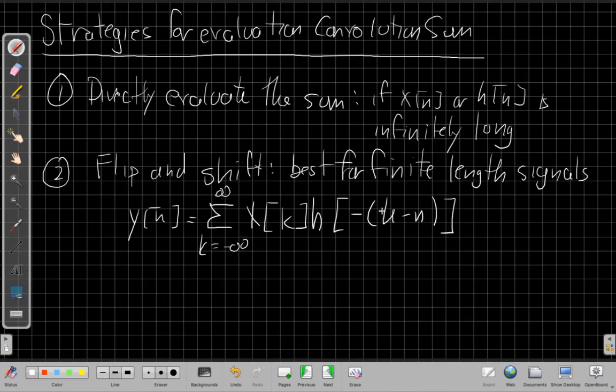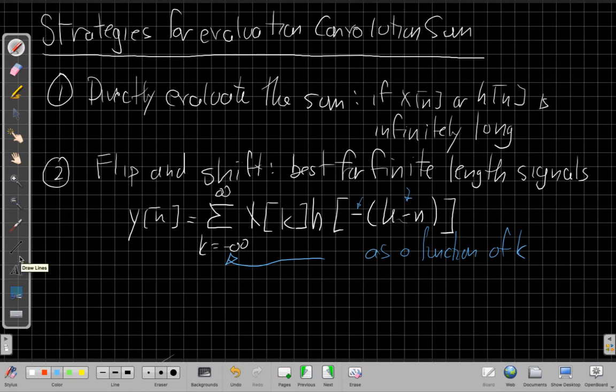If I've got k minus n, thinking of this as a function of k, because I'm summing over k, it's saying I take h, I flip it, then I shift it by n, the sample of the output I'm trying to find. So this is the flip, then this is the shift by n after I flipped it. Then I multiply it together with x of k, point by point. At each k, I multiply them together, take the result of that product, and add it all up.